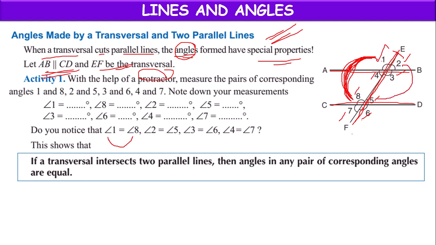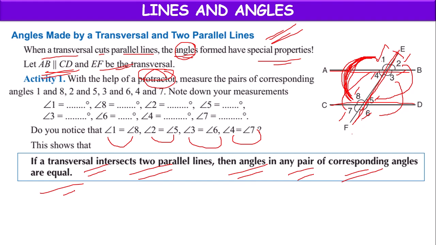2 and 5 are equal. 4 and 7 are equal. 3 and 6 are equal. So with the help of a protractor, if you measure the angles, we observe that angle 1 equals 8, 2 equals 5, 3 equals 6 and 4 equals 7. From this, we can give a statement: if a transversal intersects two parallel lines, then the angles in any pair of corresponding angles are equal. Actually, we have four pairs here. Any pair of corresponding angles will be equal.